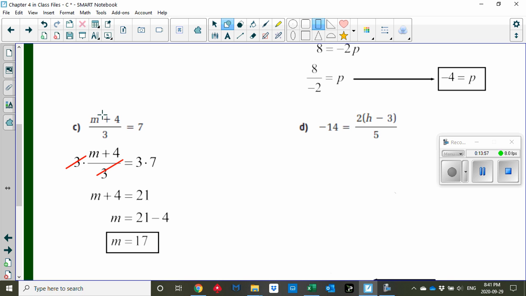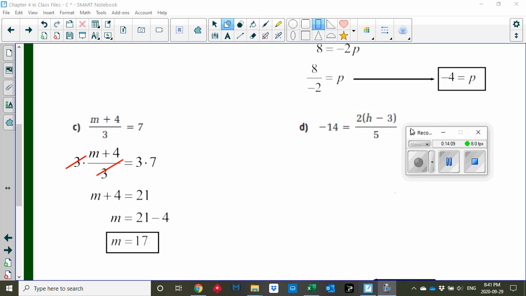Think about this now. What's 17 plus 4? That's 21. And what's 21 divided by 3? 7. So 7 equals 7. This thing works. The last one.